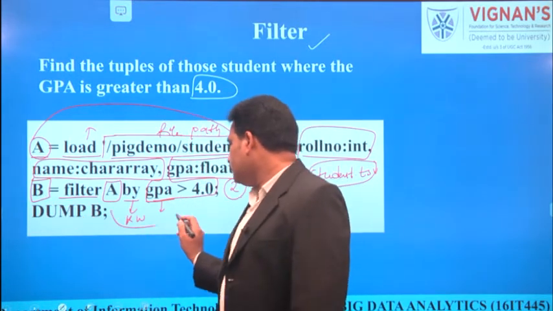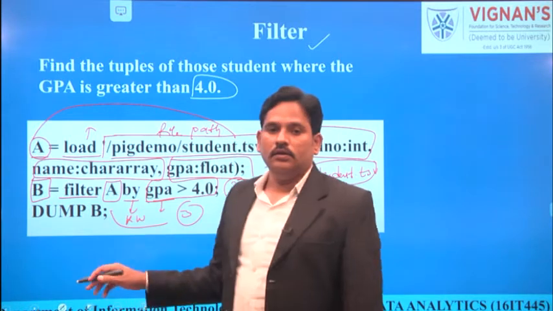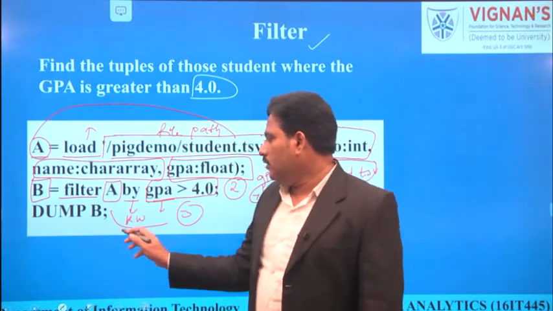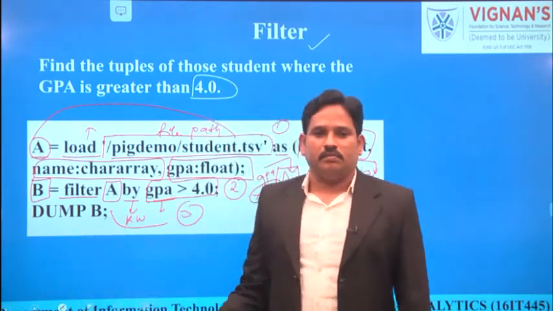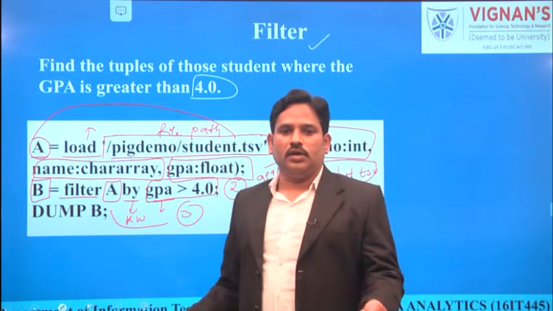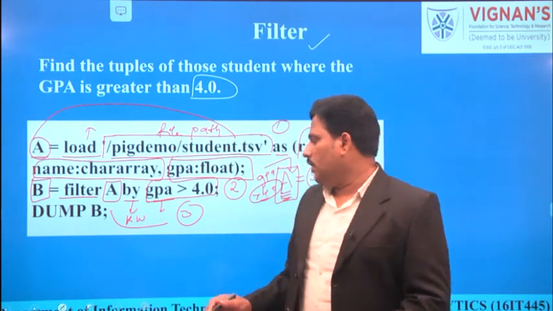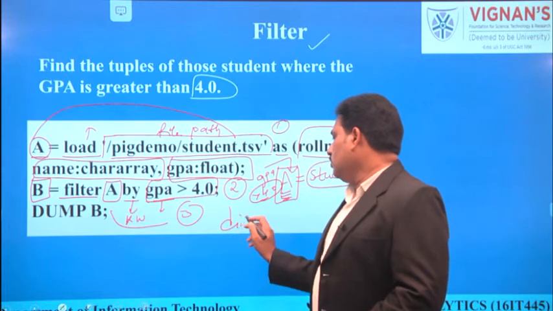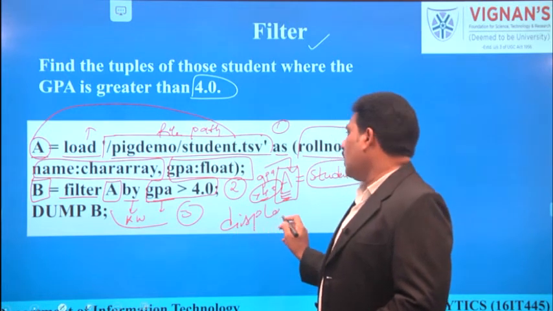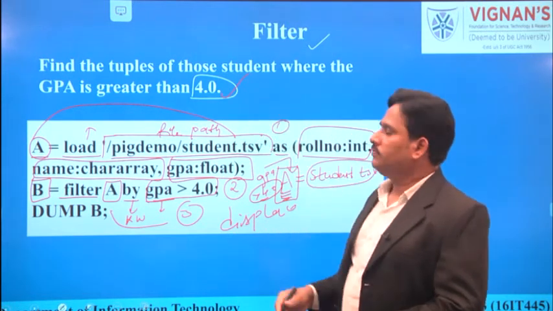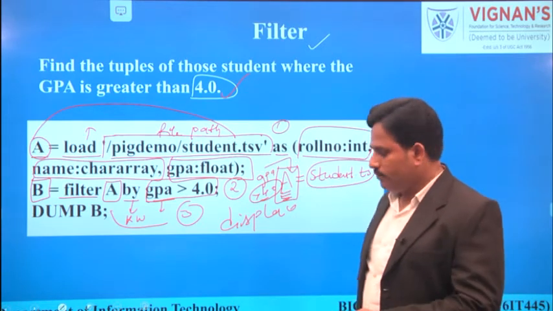Now the third statement, we are dumping. Dump B. Dump will act as a print statement. Dump B will display the information of all the records based on our condition, greater than 4.0.